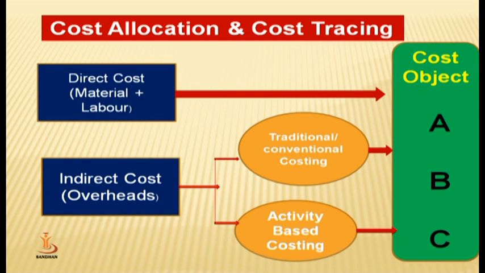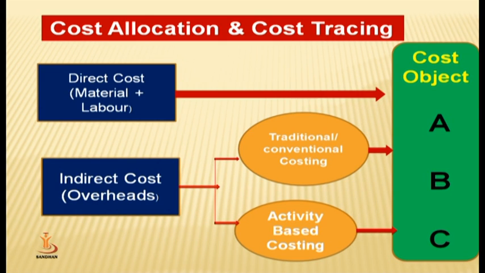Through this slide, we can easily come to know how the allocation base is done and how the cost allocation and cost tracing is done. Cost allocation is required in case of overhead. So, there are certain ways or methods to trace the cost directly to the cost object, or let me say, to the product manufactured.